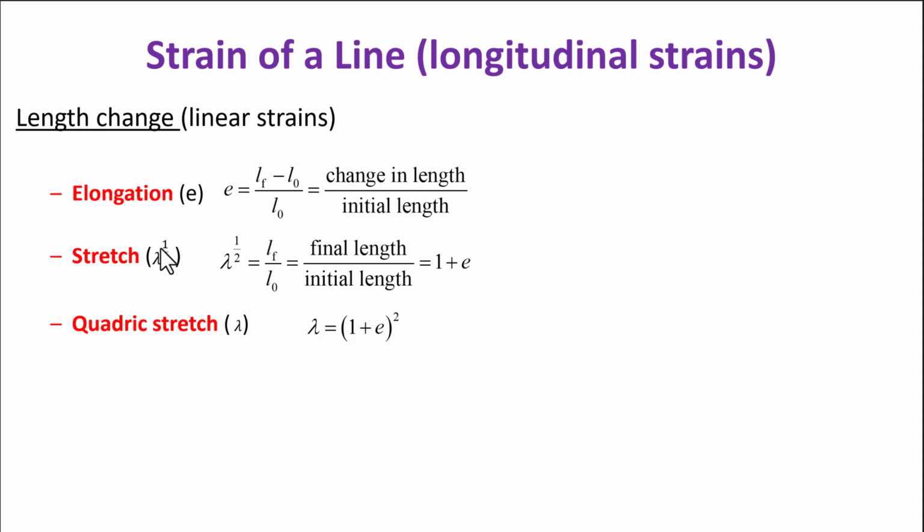A second measure of linear strain is called stretch, which is defined simply as the ratio of the final length to the initial length. Stretch is related to elongation by this relationship. Sometimes it's easier to speak of the square of the stretch. That is called quadratic stretch.